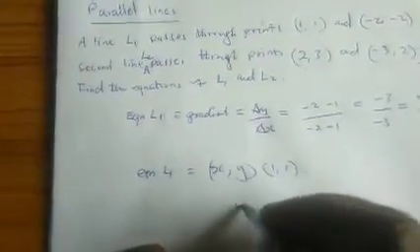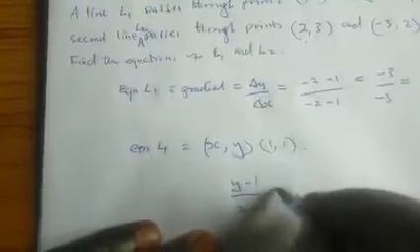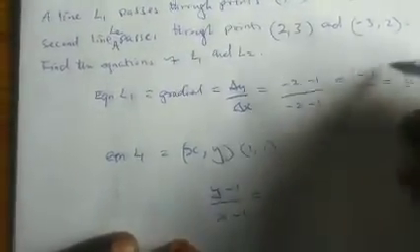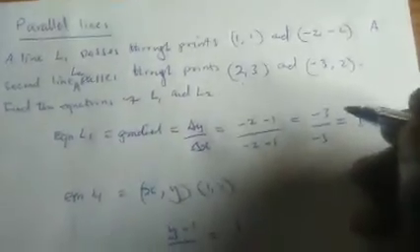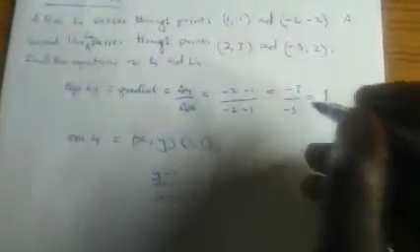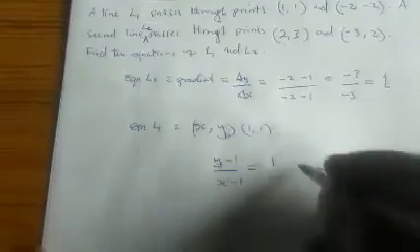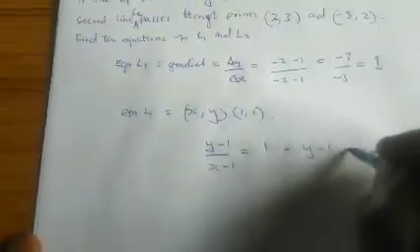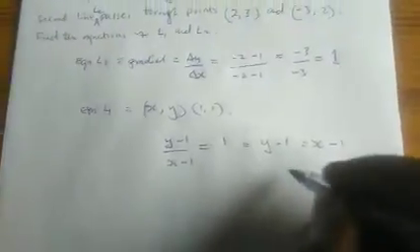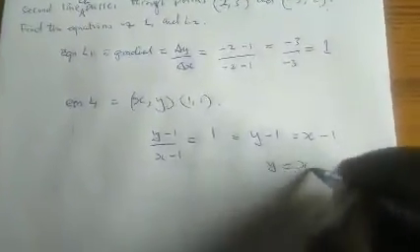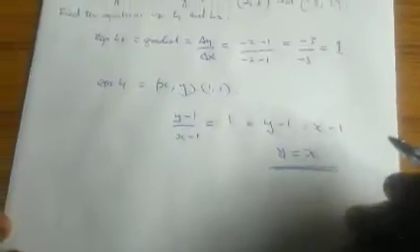So we can get the equation of L1. Therefore we take the general point, which is (x, y), and one of the given points, which is (1, 1). So the gradient, y minus 1 over x minus 1, should be equal to 1, the gradient which we got, because the gradient of a straight line is a constant value. Therefore y minus 1 is equal to x minus 1, and therefore y is equal to x. That will be the equation of that line.